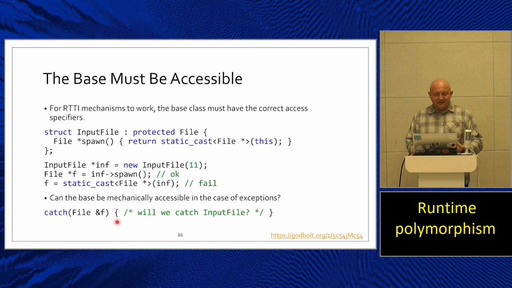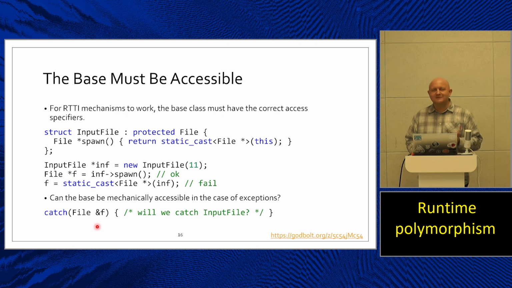We'll catch file ref coach and input file object. There are two possible philosophies. Either the runtime ignores access control and sees the full inheritance graph, or the runtime respects access control and refuses to treat the base as accessible.